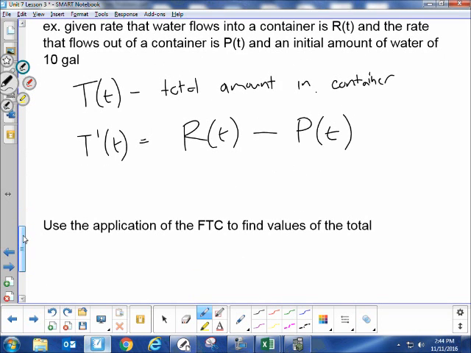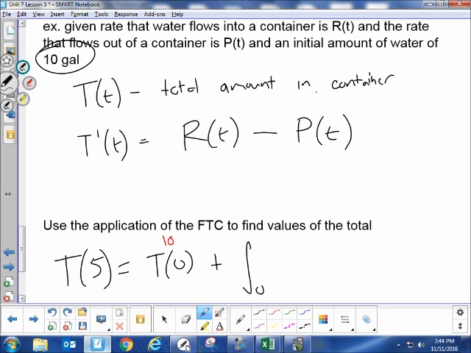Well, I can use the application of the fundamental theorem of calculus to find values. I could say, hey, the total amount of water at time 5 will equal my initial amount of water, which is 10, plus the change in my total amount, which would be the area under T prime, with T prime being R minus P.